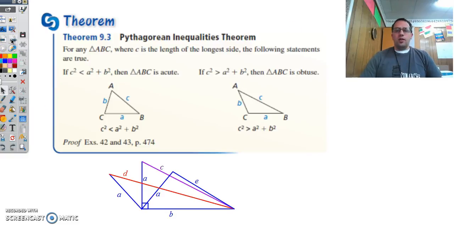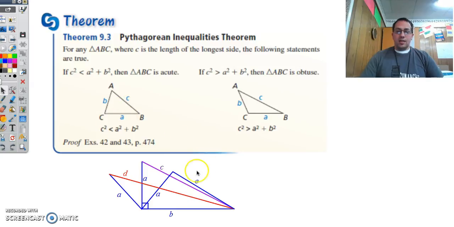But what kind of triangle is it? Is it obtuse? Is it acute? That's what the Pythagorean Inequality Theorem says, and this is going to be new to most of you. It says that if c squared is less than a squared plus b squared, the triangle is going to be acute. If c squared is greater than a squared plus b squared, the triangle is obtuse. Very important, c is always the longest side, every time. It's not going to be the hypotenuse because these aren't right triangles, so they don't have a hypotenuse, but it is the longest side. So if c squared exactly equals a squared plus b squared, then we have a right triangle.